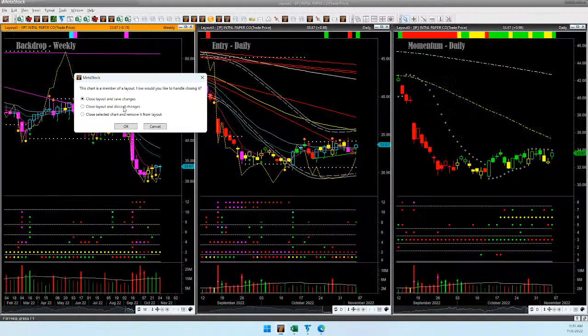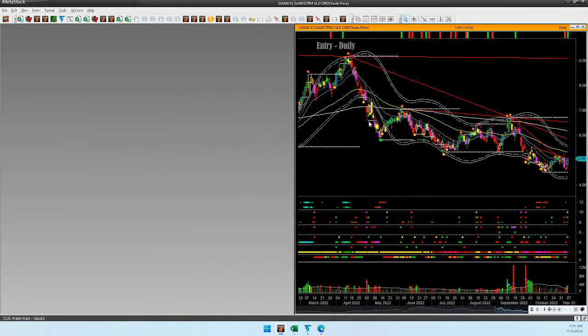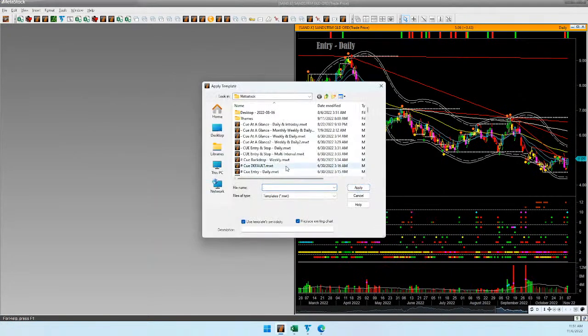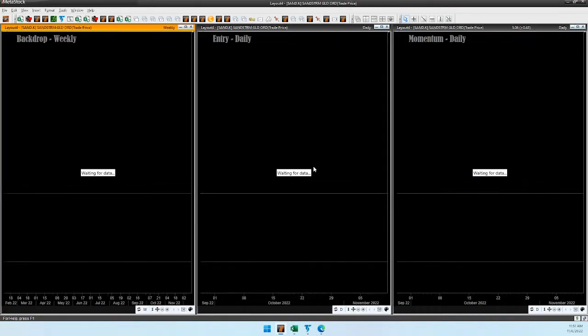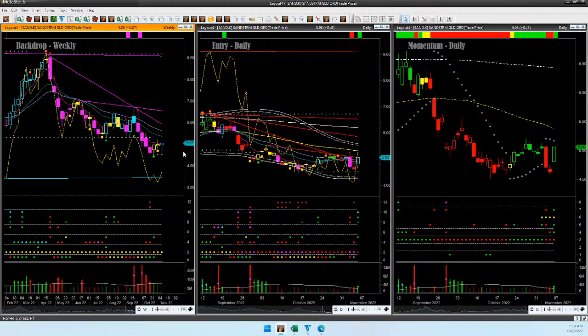Let's look at that. Once again, I will apply the 3 chart template. In the weekly, we have bullish backdrop. This is SAND, Sandstorm Gold Miner. Bullish backdrop, bullish shape in weekly. Daily has a breakout from two trendline resistance with a very bullish shape candle and a possible flow setup.